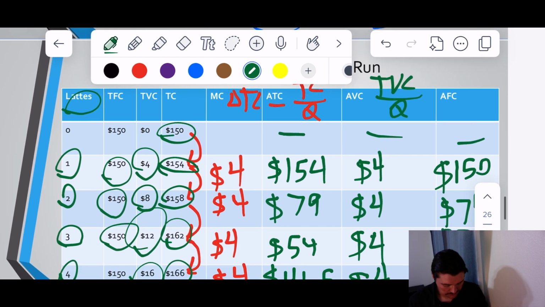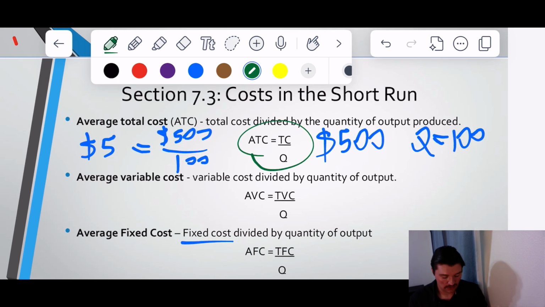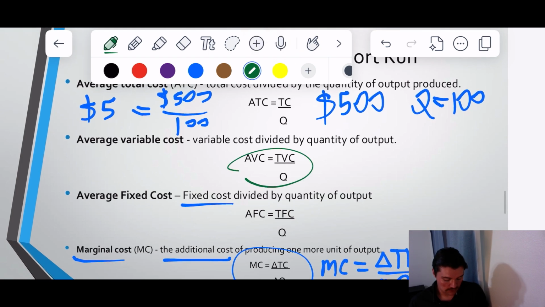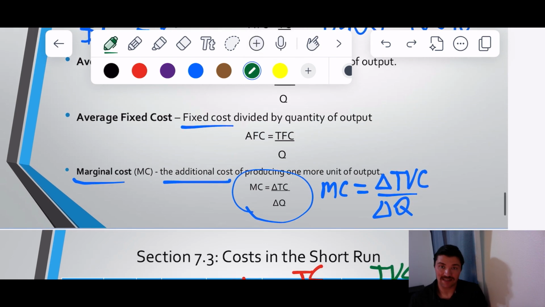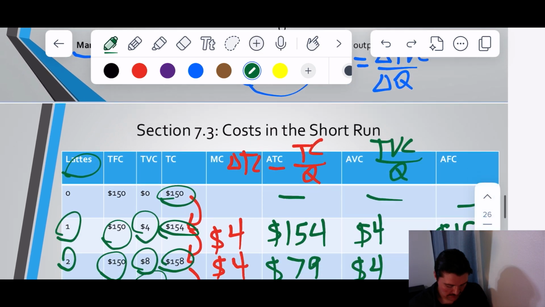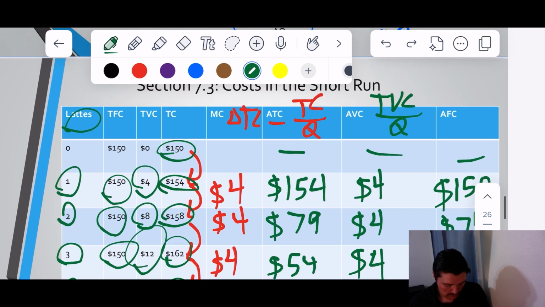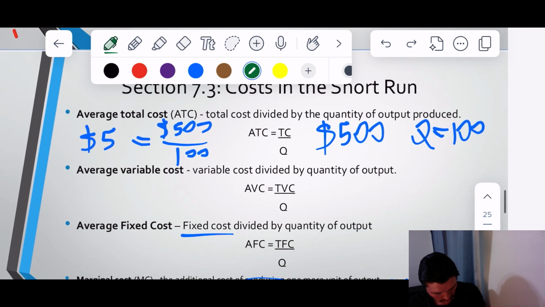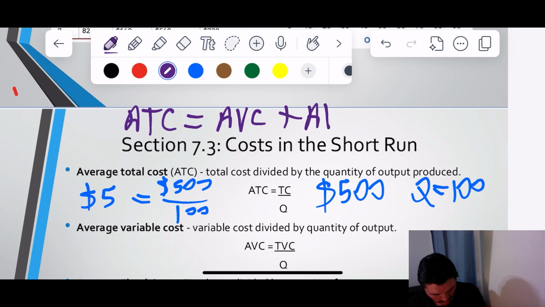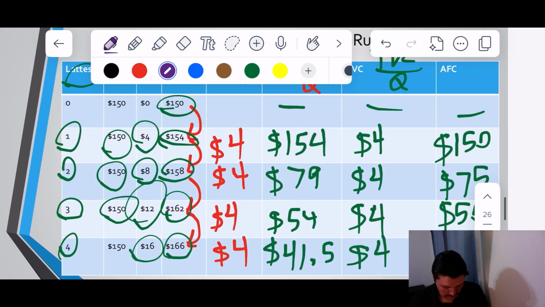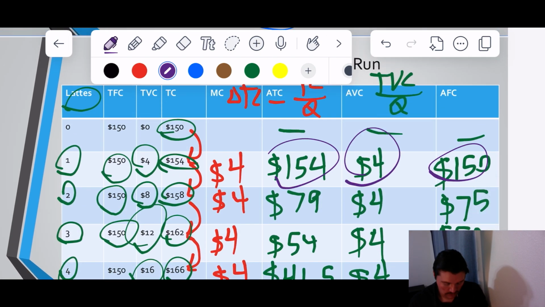Okay. So again, average total, total cost divided by the quantity, average variable, total variable cost divided by the quantity, average fixed, total fixed divided by the quantity, and then the marginal is just finding the change in that. Okay. So that's how we set that up. Another key thing about the average total is you can also find it using the average variable and the average fixed. By adding those two together, you will find the average total cost. Okay, so for example, average variable, average fixed, 154. So we can also add those as well, right?